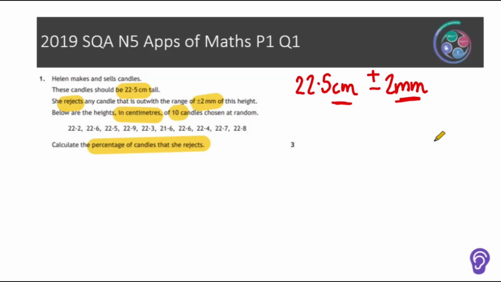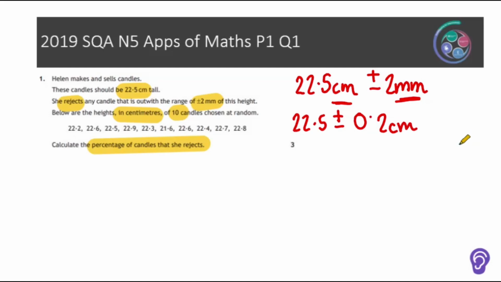Now if we go back to our highlighted information, below are the heights in centimetres. So the heights of the candles are given in centimetres, so it makes sense for me to make sure that my tolerance is fully in centimetres. So I'm going to change that 2 millimetres. There's 10 millimetres in a centimetre, so I'm just going to divide that by 10. So I'm going to get 22.5 plus or minus 0.2 centimetres there, and that is my tolerance.